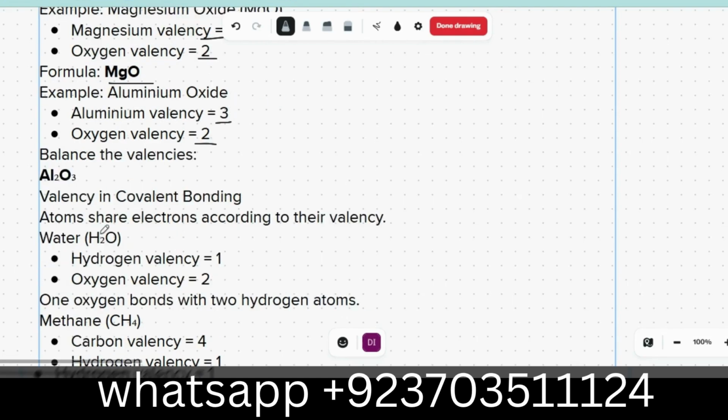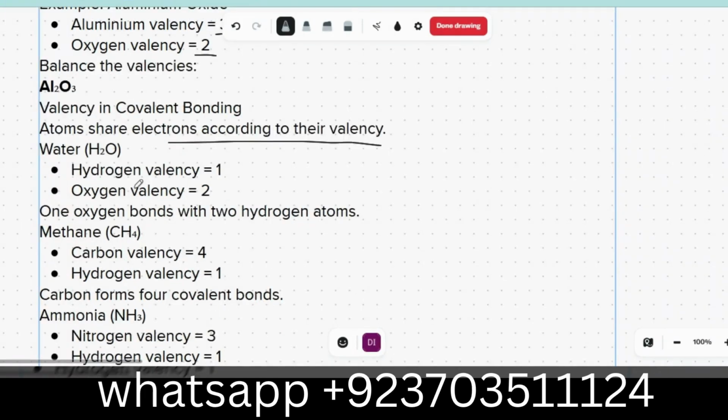Valency in covalent bonding: atoms share electrons according to their valency. For example, hydrogen has a valency of 1, whereas oxygen has 2. So two hydrogens will be needed to counter the oxygen. Oxygen bonds with two hydrogen atoms.